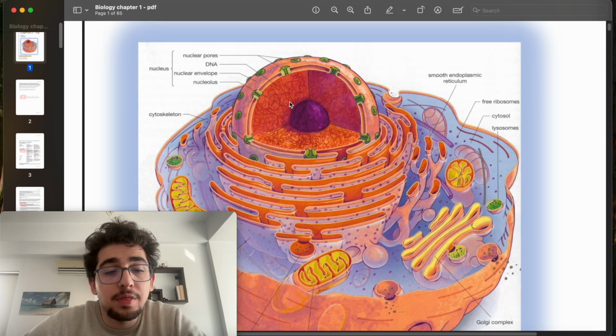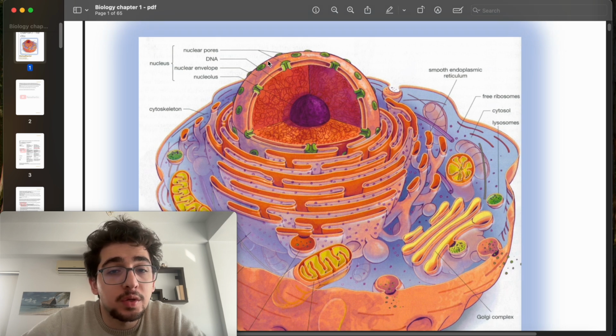So if they ask you about the function, it basically suspends the nucleolus and the chromatin network. Or you can describe it as the nucleolus and the chromatin network bathe in the nucleoplasm, just like organelles bathe in the cytoplasm.